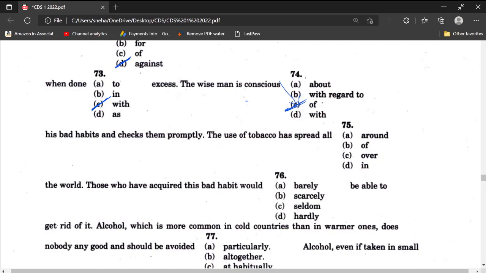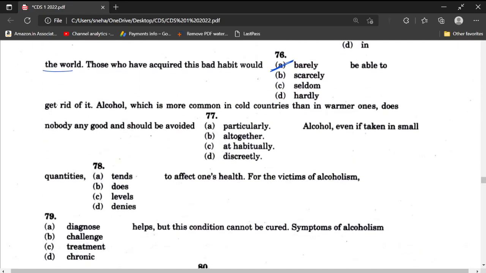The use of tobacco has spread all over the world. Okay, so all is followed by over when you are referring to the world. Those who have acquired this bad habit would dash be able to get rid of it. That means they cannot. A negative case is needed. That means they would barely get out of it. That means they would be unable to get out of it.